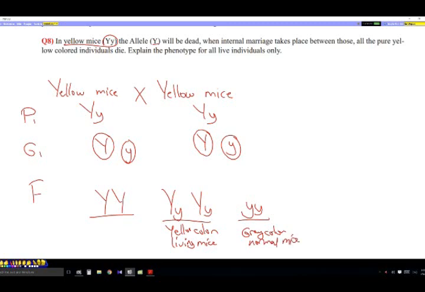Explain the phenotype for all living individuals. So the pure yellow mice die. So 1/4 yellow are dead mice, 1/2 are living yellow mice, and 1/4 are gray colored mice.